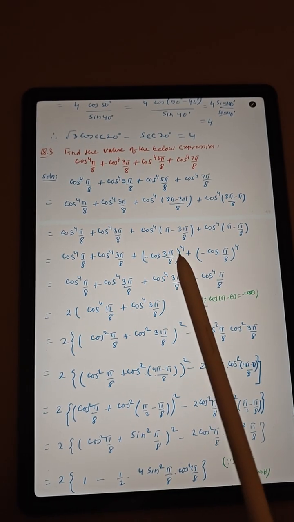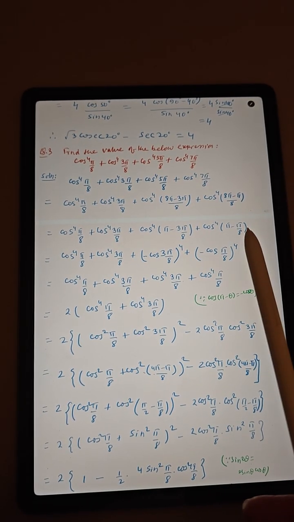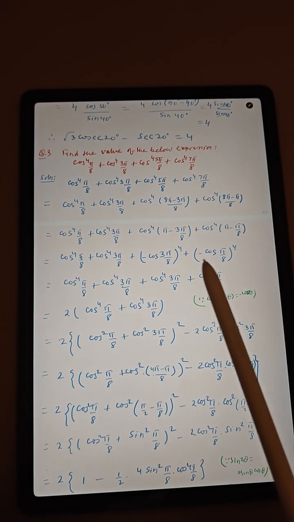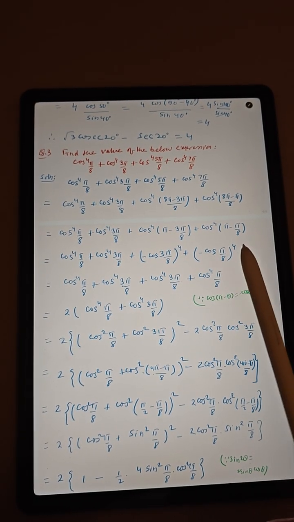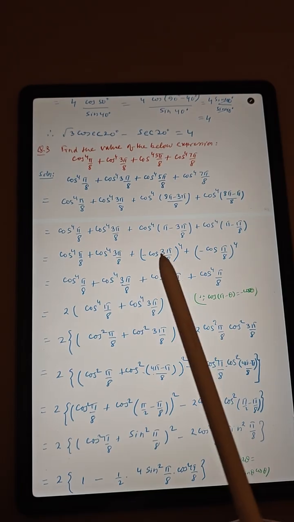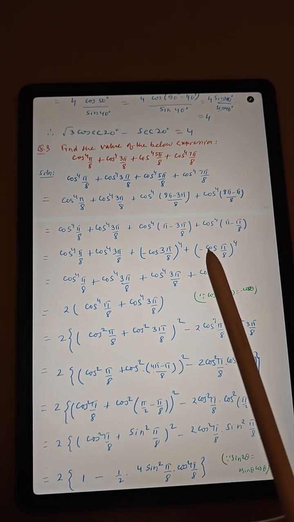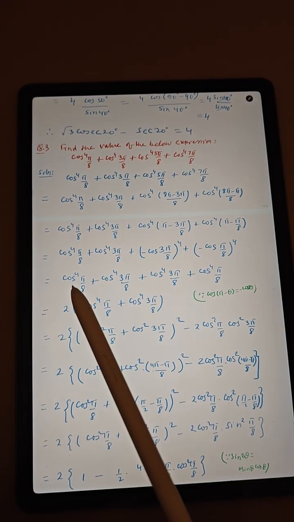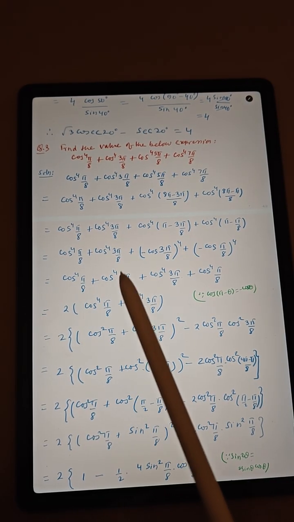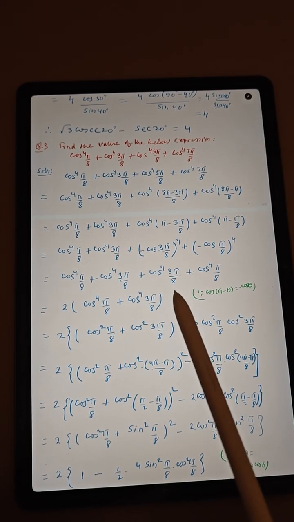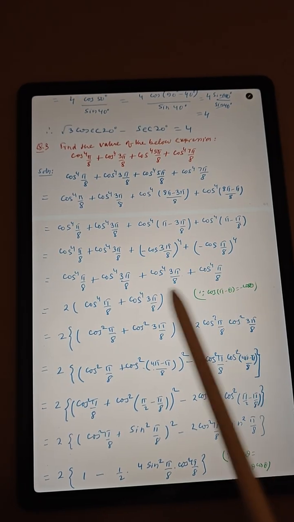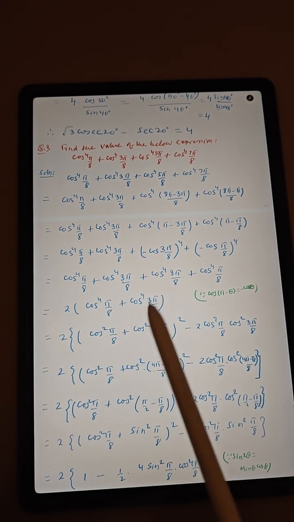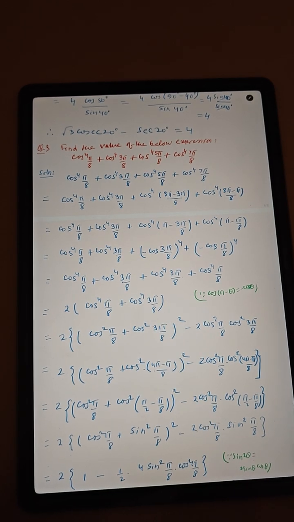Minus cos 3 pi by 8 power 4. Again here pi minus pi by 8 is second quadrant, no change, minus sign, so minus cos pi by 8 power 4. Now minus power 4 is plus, minus power 4 is plus. So again your expression will come like this: cos^4(pi by 8) plus cos^4(3 pi by 8) plus cos^4(3 pi by 8) plus cos^4(pi by 8). So similar terms added, twice of cos^4(pi by 8) plus cos^4(3 pi by 8).